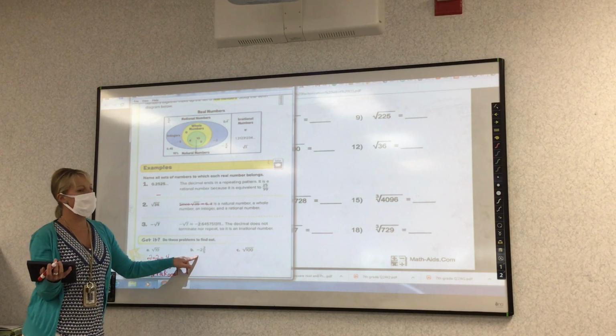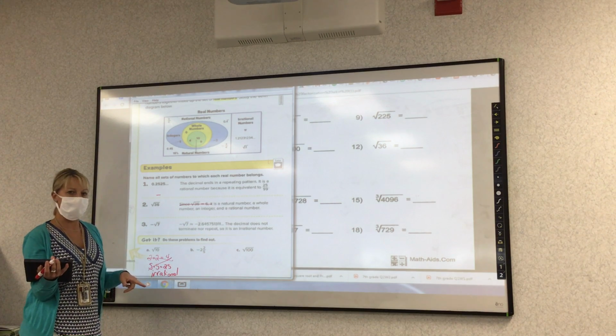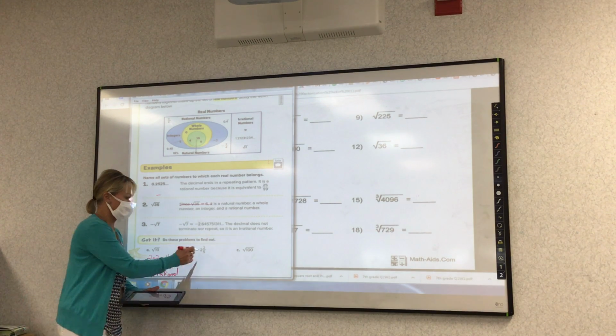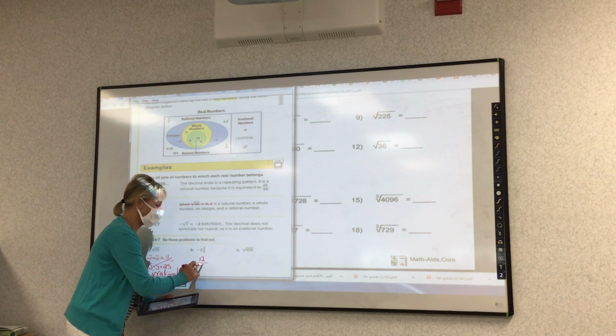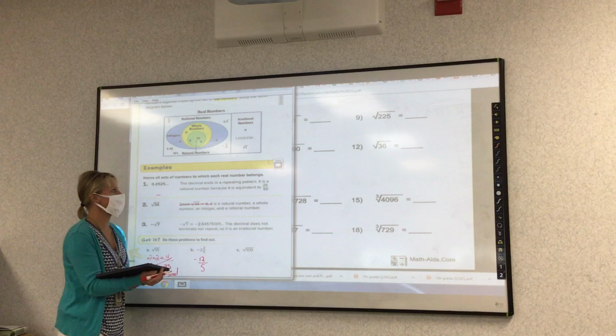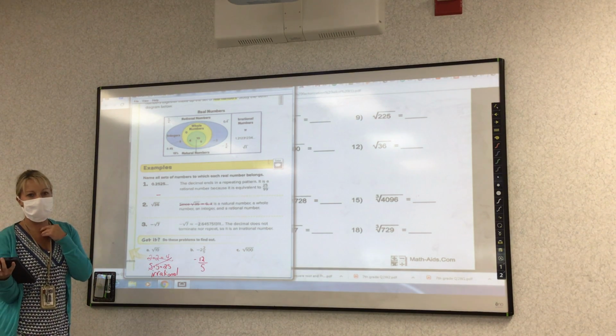Negative 2 2/5. Can I make that an improper fraction? Yes. So let's do it. 2 times 5 is 10. 10 plus 2 makes 12. So I have negative 12 fifths. If I have a negative 12 fifths, that is a ratio.